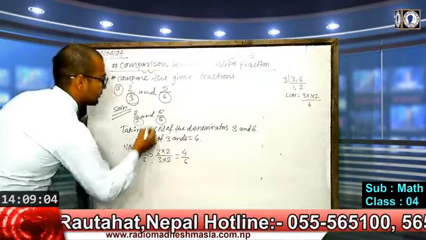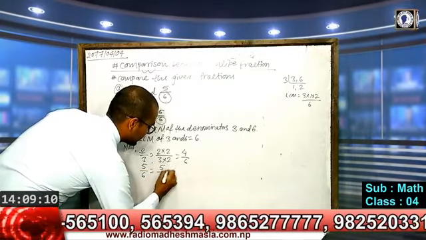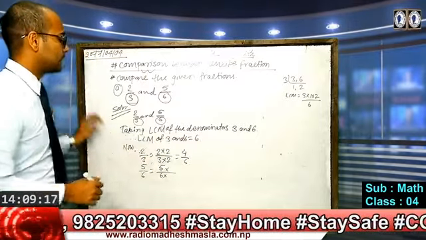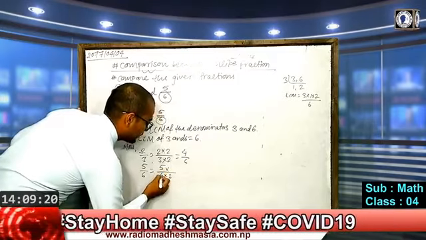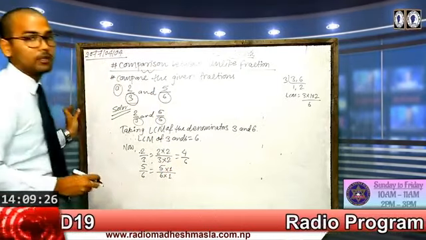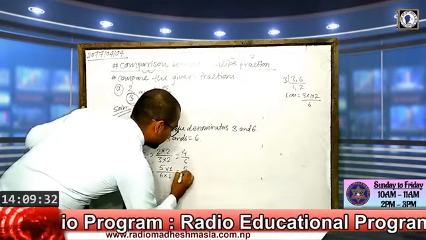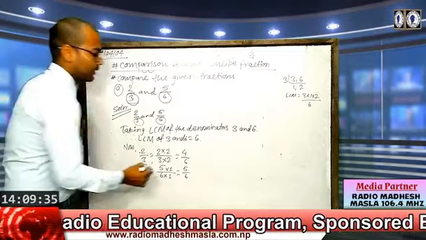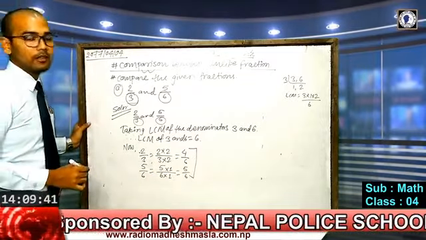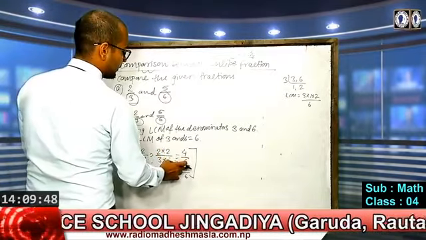Then we have 5 by 6 as the other fraction, and it should be multiplied by a number to make the denominator equal to the LCM 6. So we multiply 6 by 1, and it becomes 6. When we multiply the denominator by a number, the same number is multiplied to the numerator also, so we get 5 by 6. Now we have the like fractions 4 by 6 and 5 by 6. Then we will compare the numerators, 4 and 5.